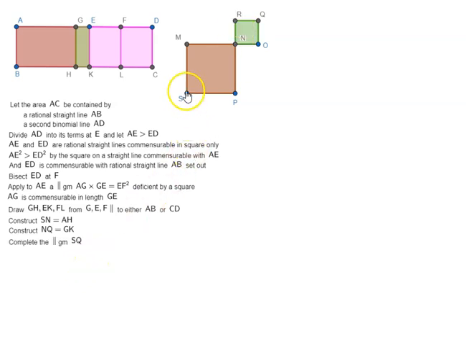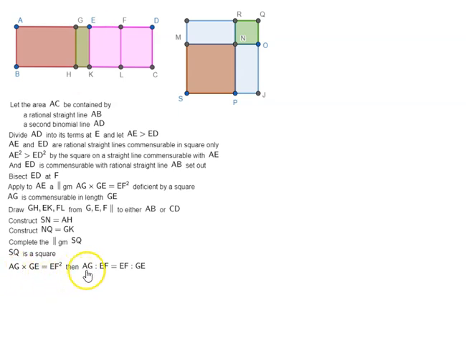Complete the parallelogram SQ. That means we have to complete this parallelogram or rectangle, and we have to complete this rectangle. We have completed the parallelogram SQ. Now, based on the lemma that we saw, SQ is a square. AG by GE is equal to EF square. That is how we constructed it.